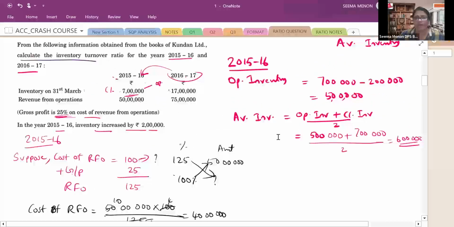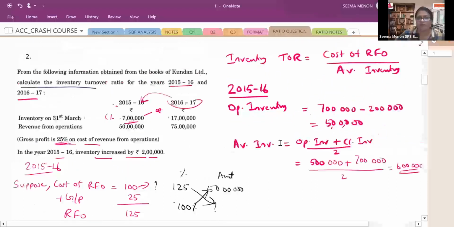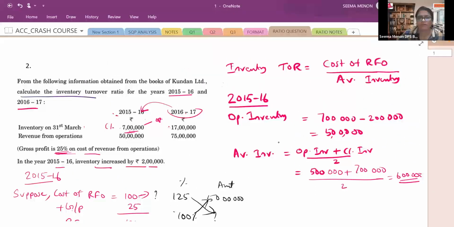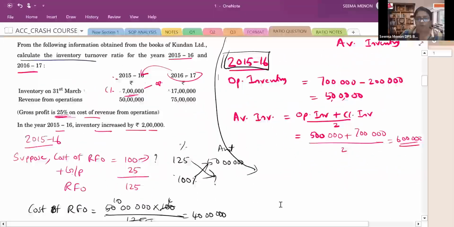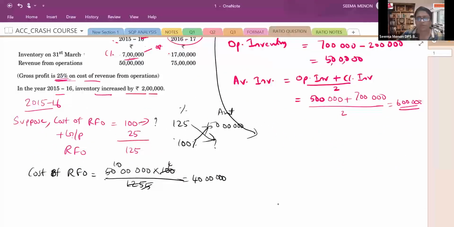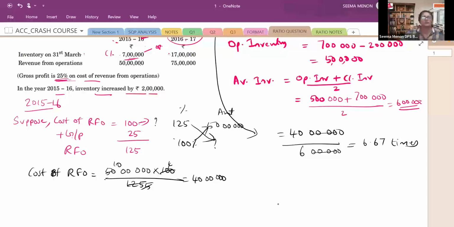Now, children, coming back to this, let's find out the average inventory turnover ratio. The same formula I'm taking here. For 2015-16, cost of revenue from operations is equal to 40 lakhs upon the average inventory, that is 6 lakh. So now you have to solve this. Once you solve this, you cut the zeros, 6 fours are 24, and it goes on and on. 6.67 times. That is for 2015-16.